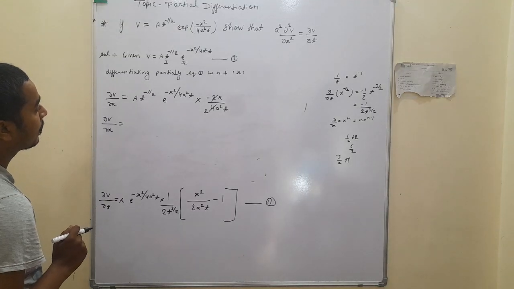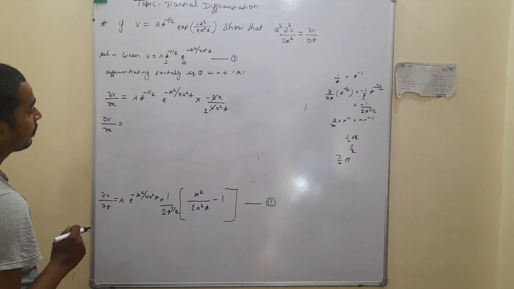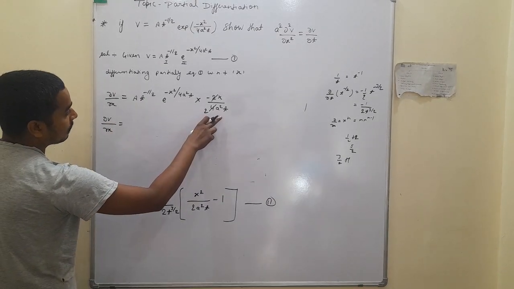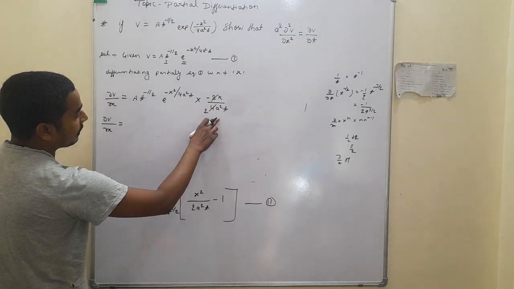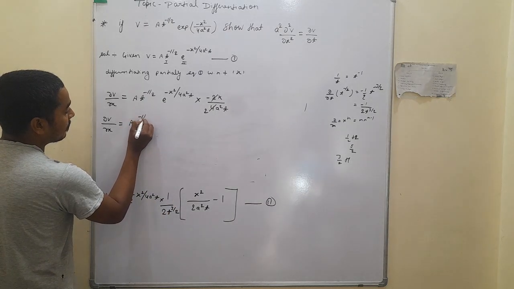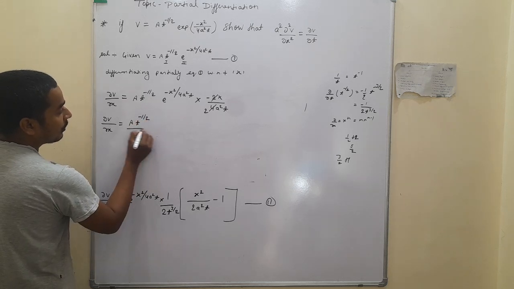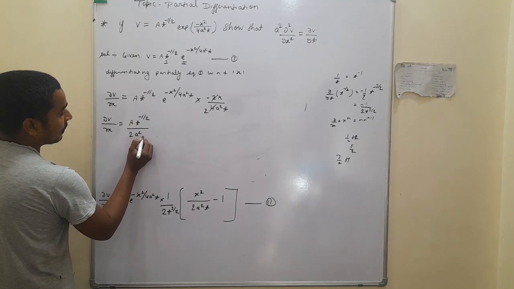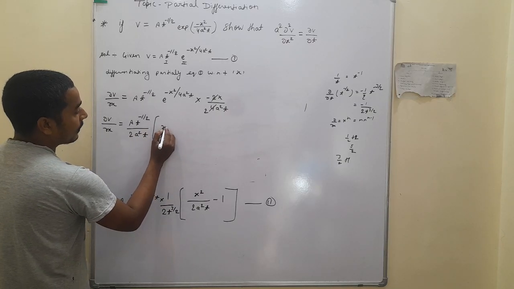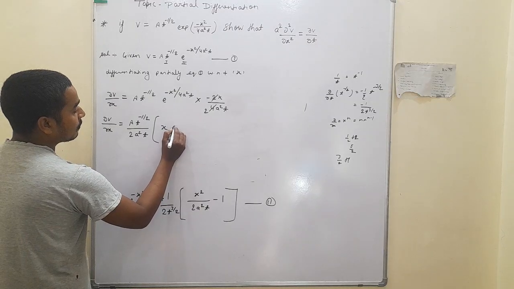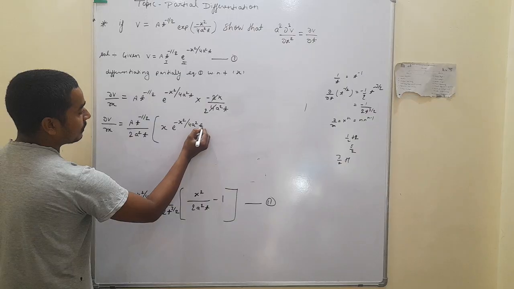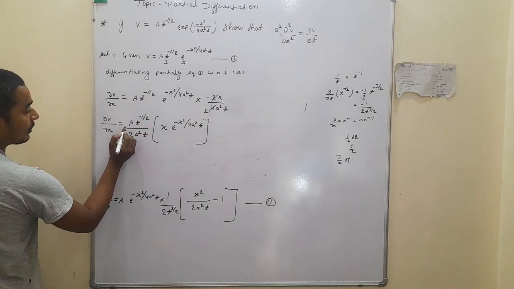This gives minus of 1 upon, taking common from here, a and t to the power of minus 1 by 2 into 2a square into t taking outside. Then the remaining is x into e to the power of minus x square upon 4a square into t. We can also take a minus common here.